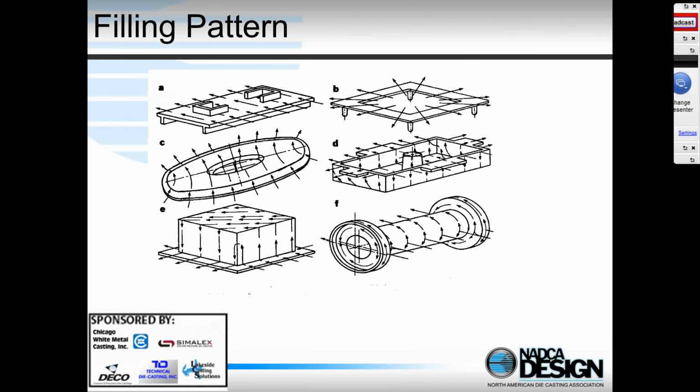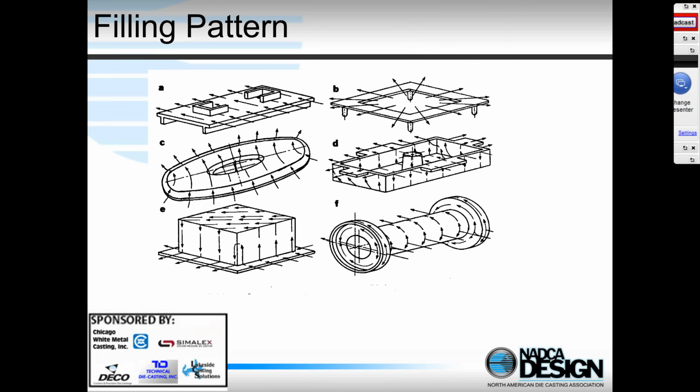Okay, so let's just talk about each one of these in turn. So, filling pattern. One very useful exercise that you as a designer can do when you're looking at your part geometry is to evaluate: how am I going to fill my part with liquid metal? How well is it going to fill? Generally, what we as die casters want is for the liquid metal to flow from one side of the casting to the other. If we can achieve this, we're not going to entrap air, and we'll get a nice surface on the casting.